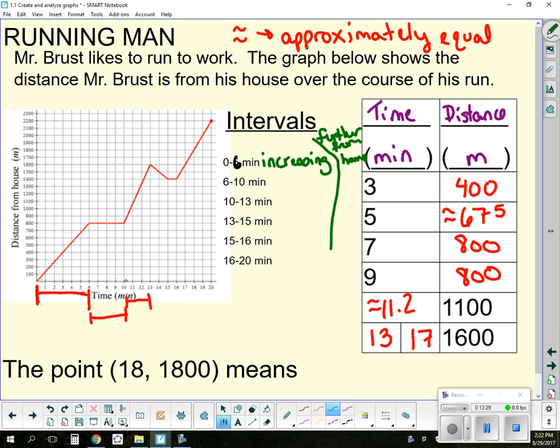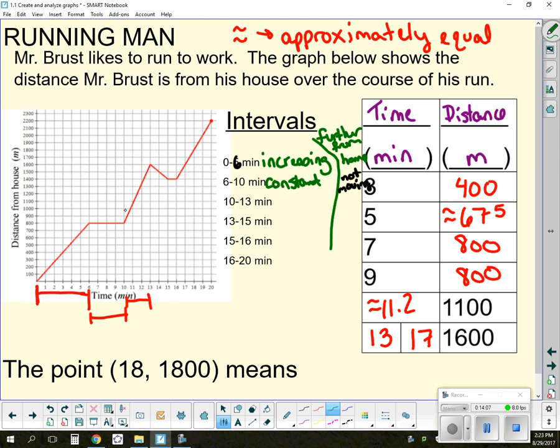From 6 to 10 minutes, what happens to the distance? It's always 800. It's staying the same. So if it's staying the same, what's happening? Well, it's constant, we can say, first of all. And that basically means he's not moving. Maybe he's tired, maybe he stopped and saw somebody new and he was talking, maybe he saw a cute little puppy he needed to stop and pet. But for whatever reason, he's not moving from 6 to 10 minutes.